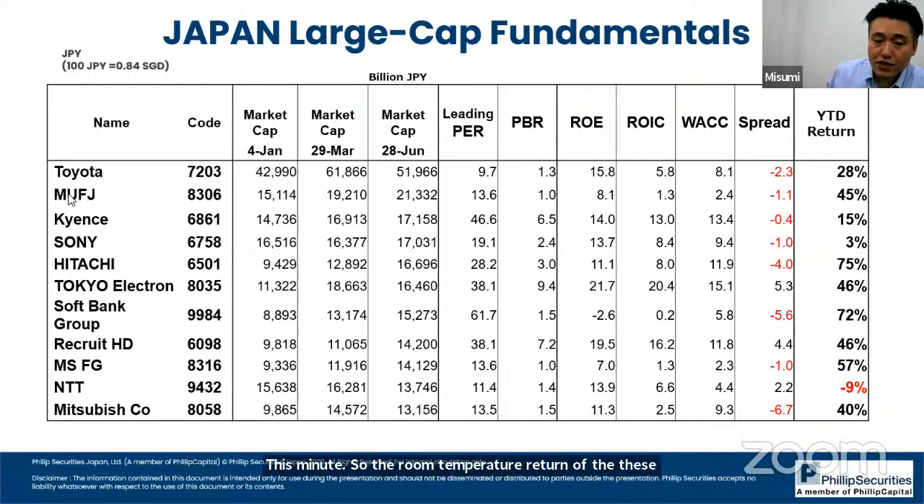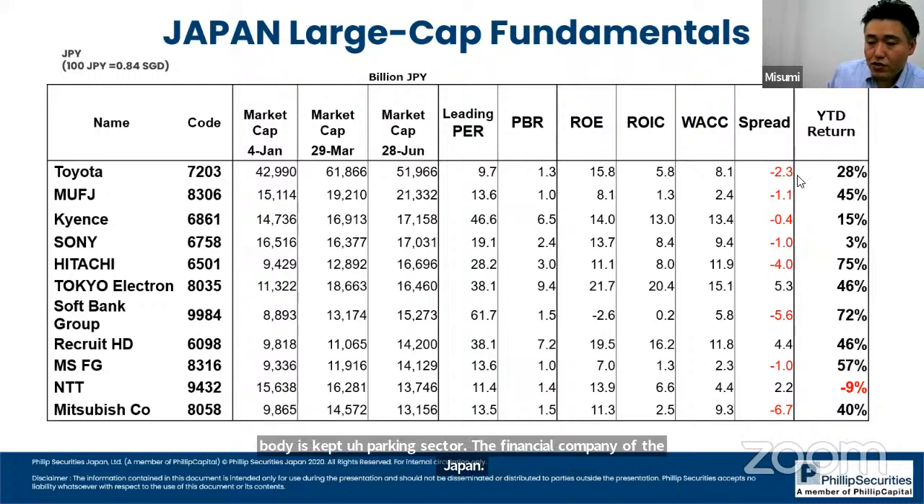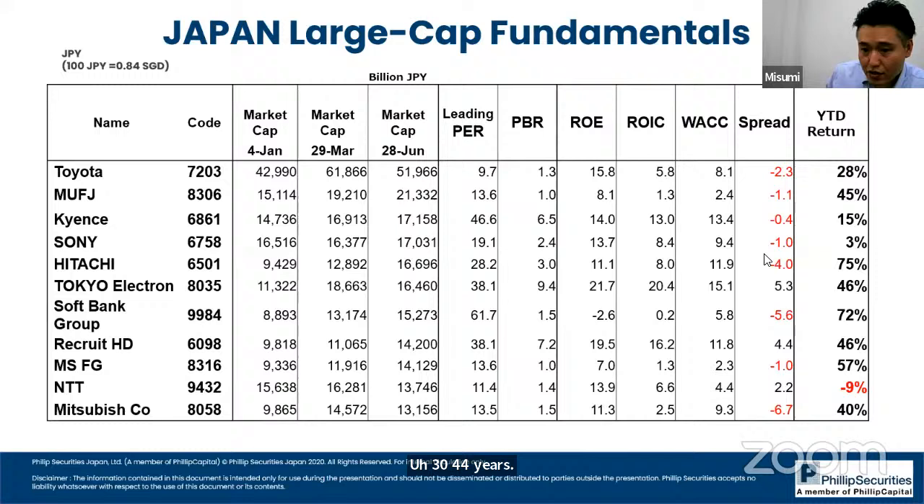MUFG, Mitsubishi UFJ Financial Group, is the largest banking sector financial company of Japan. Its spread is also low. That's why I chose not to include the largest caps in the strategy portfolios, and also because of the weak Japanese yen. The only exceptions were Tokyo Electron, Recruit Holdings, and NTT, but NTT's year to date return is negative.